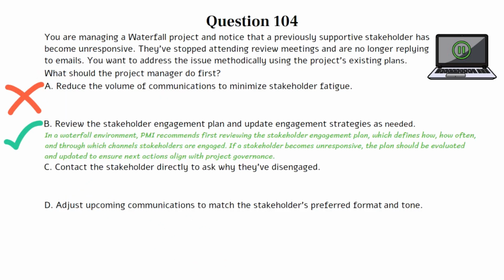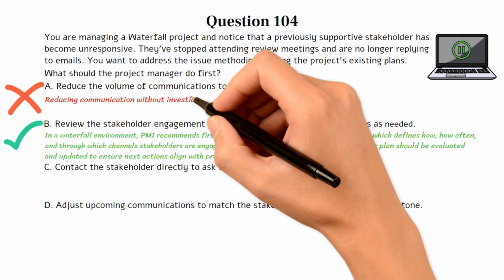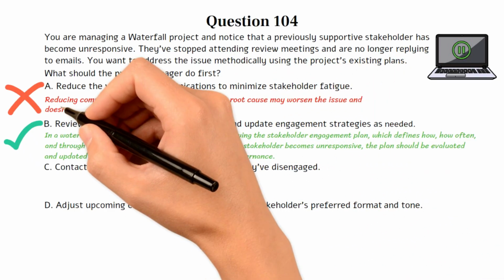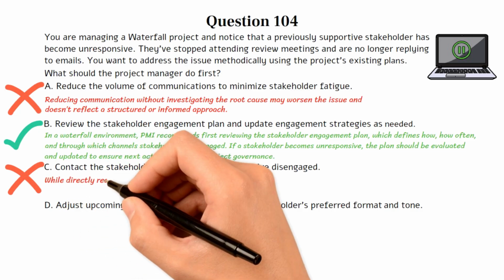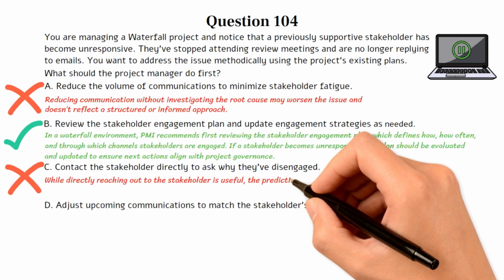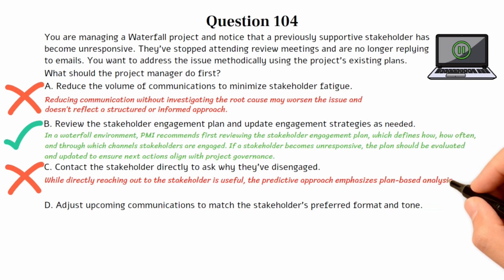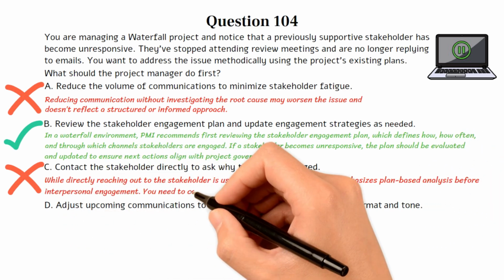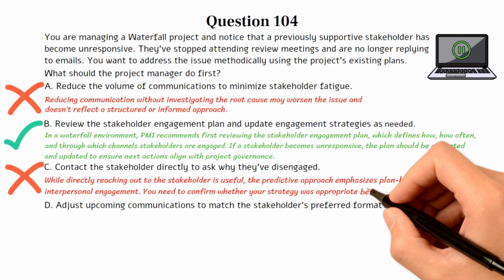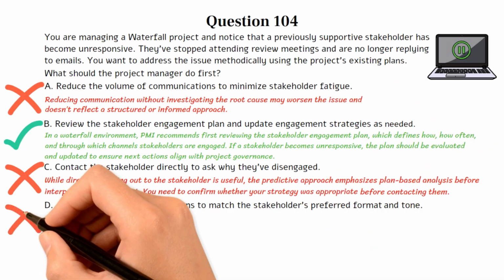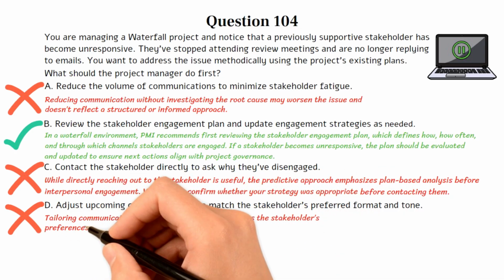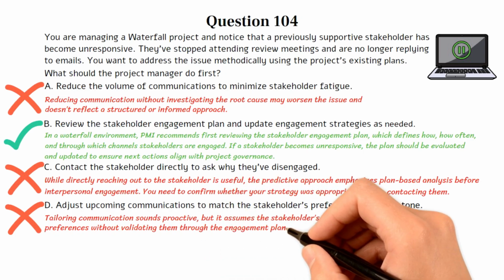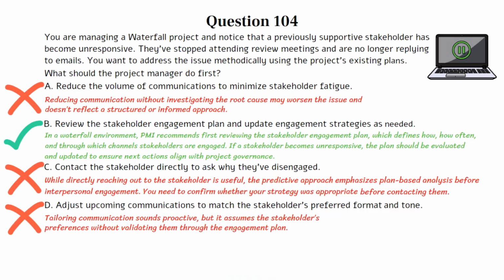Choice A is incorrect. Reducing communication without investigating the root cause may worsen the issue and doesn't reflect a structured or informed approach. Choice C is tempting but not correct as the first step. While directly reaching out to the stakeholder is useful, the predictive approach emphasizes plan-based analysis before interpersonal engagement. You need to confirm whether your strategy was appropriate before contacting them. Choice D is incorrect. Tailoring communication sounds proactive, but it assumes the stakeholder's preferences without validating them through the engagement plan. Let's move on to the next question if you're ready.